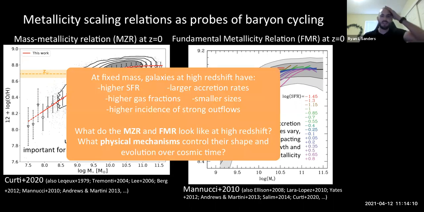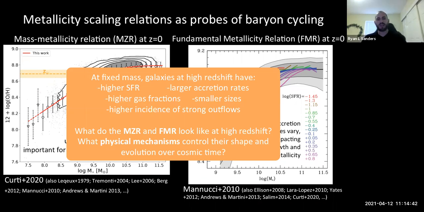So we've identified these at redshift 0, but at higher redshifts, galaxies are actually really interesting laboratories to study feedback because they have higher star formation rates, presumably larger accretion rates from cosmological accretion. They have higher gas fractions, smaller sizes, and we see a higher incidence of strong outflows in high redshift galaxies. So all of this makes the high redshift universe a really interesting place to study these relationships, and in particular the baryon cycle, which we think was more vigorous at early times.